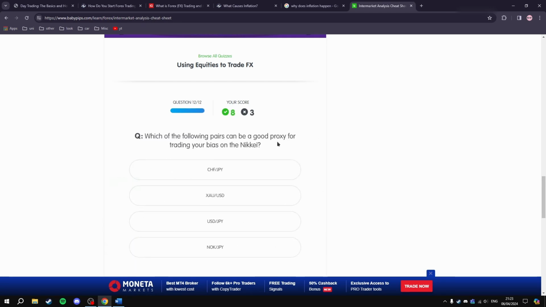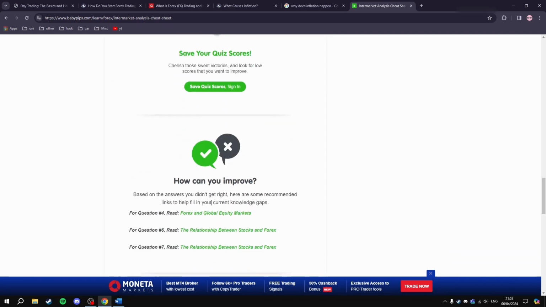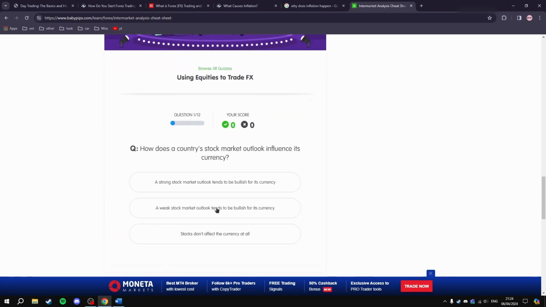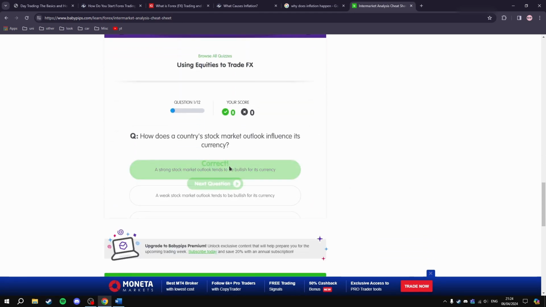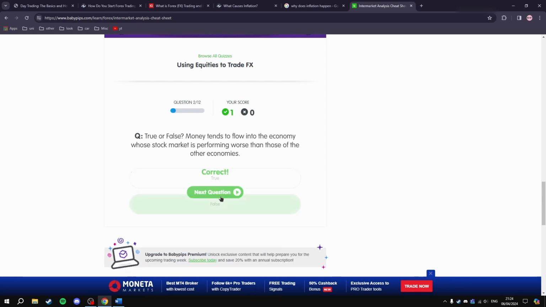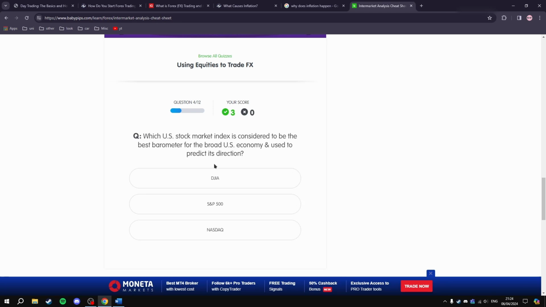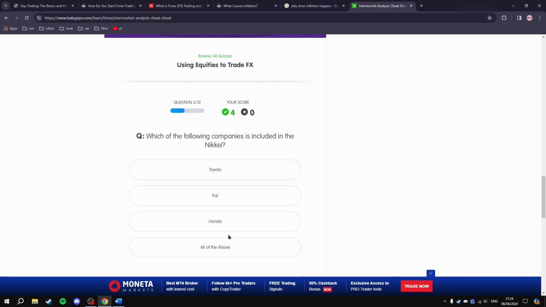Which of the following pairs can be a good proxy for trading your bias on a Nikkei? Good proxy. USD/JPY? Okay, what were the ones I didn't get? That one I got. I think this is false. False. This is the S&P 500, isn't it? Yeah. All of the above.